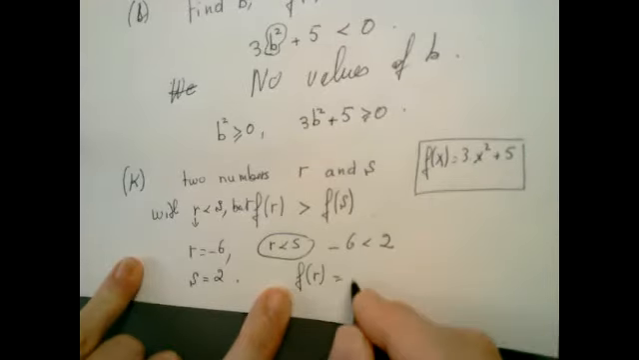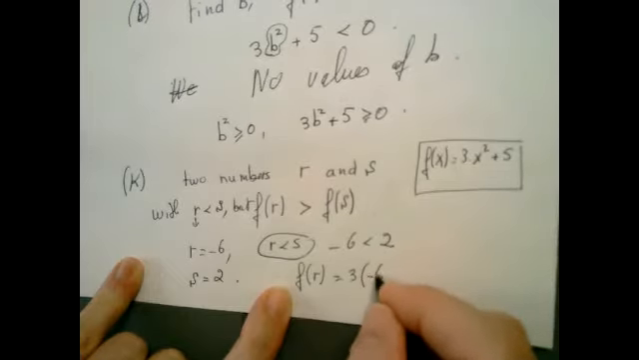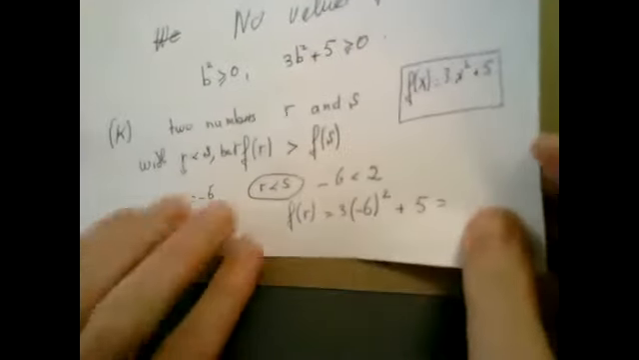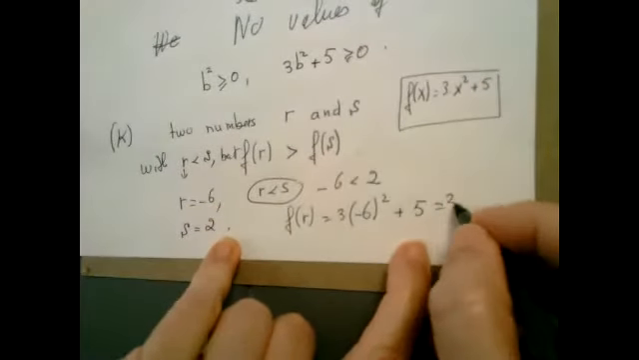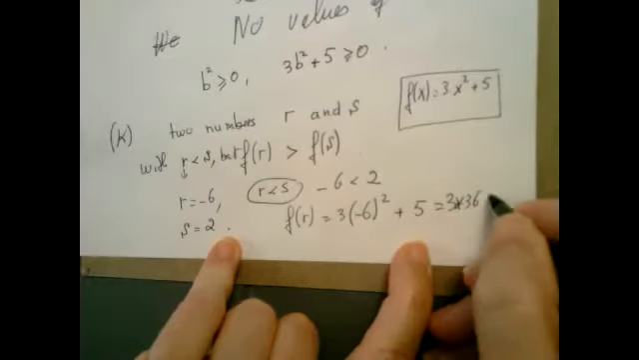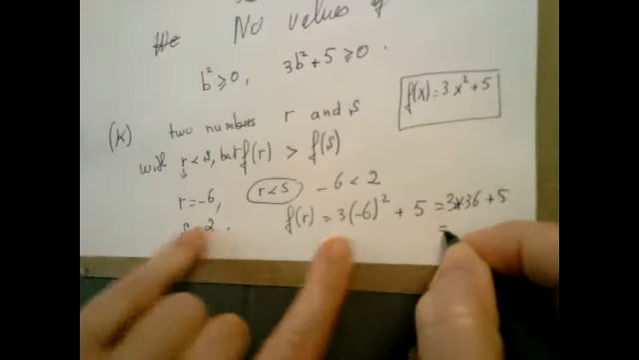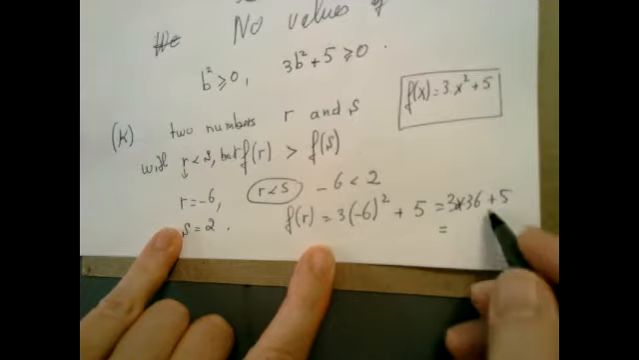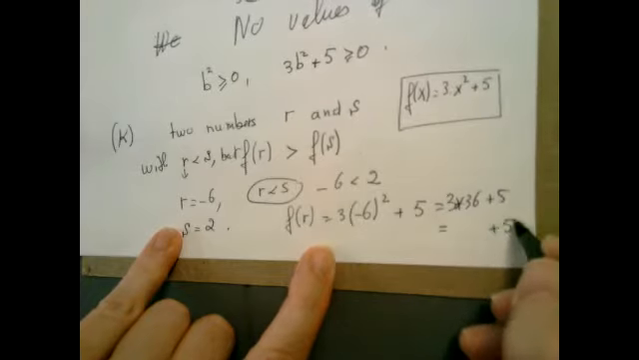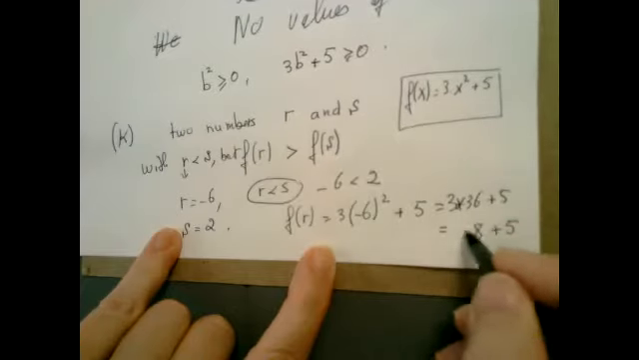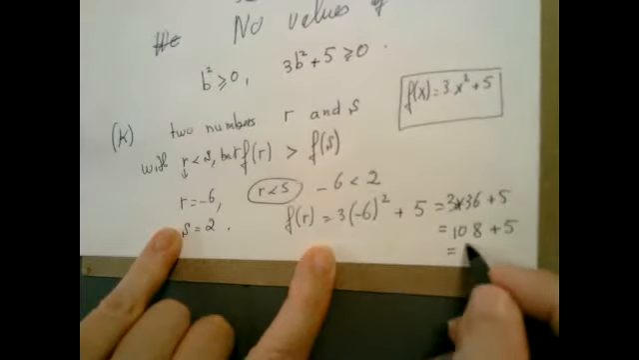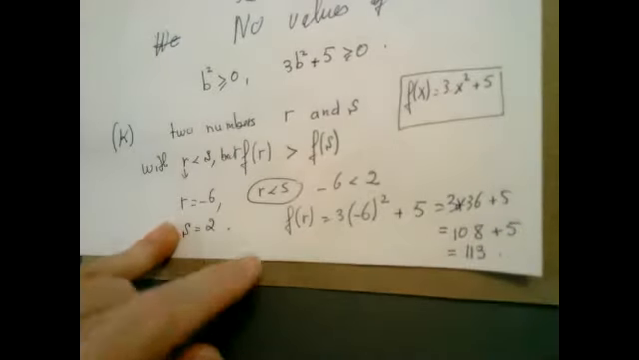So f of R is 3 times what? R is -6, so 3 times (-6) squared plus 5. And this will give me 3 times 36 plus 5. And 3 times 36, you guys know what the answer is? Three times 6 is 18, and this one is going to give me 108, which gives me 113.